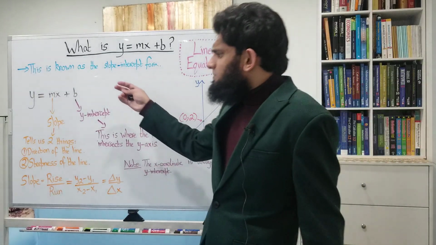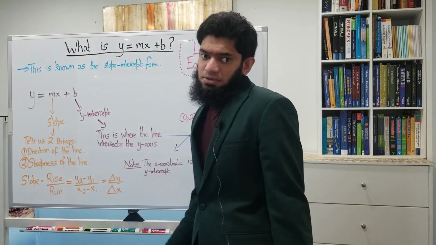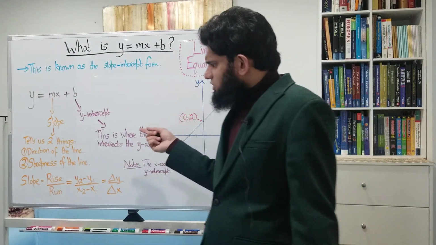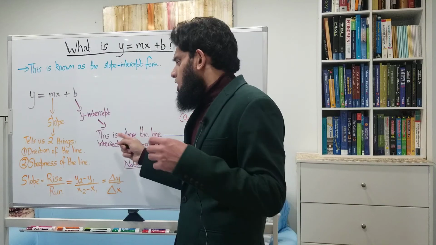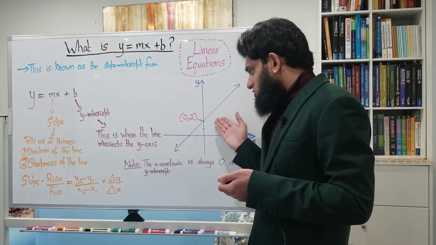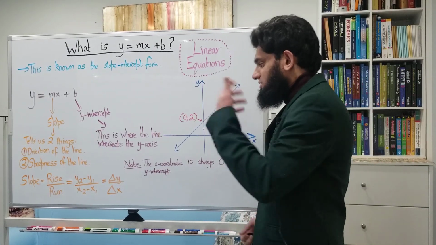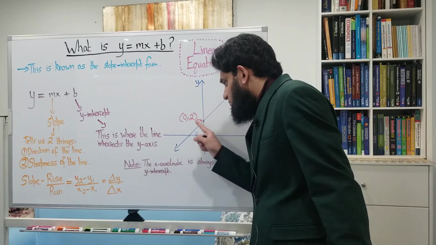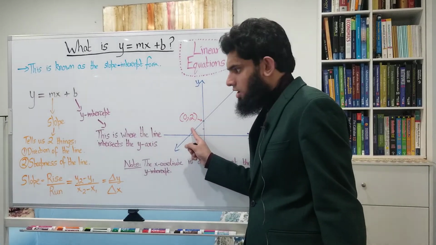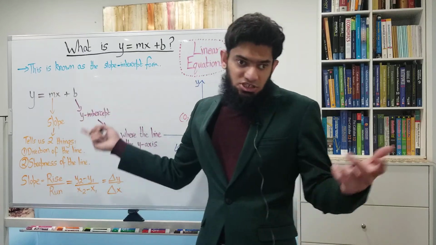Okay, so the next important component of this equation is the y-intercept. The y-intercept is basically where the line intersects the y-axis, right? So let's take this to be our example. This line intersects the y-axis at a point, right? In this case, that point is 2, right? So if you were to write an equation of this line, the b is going to be 2.